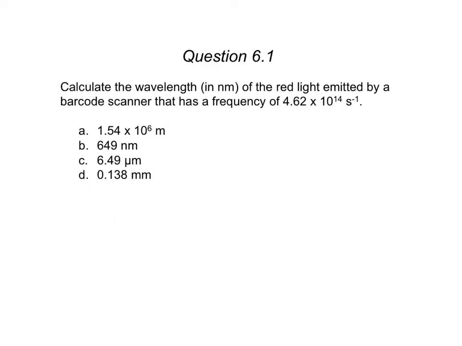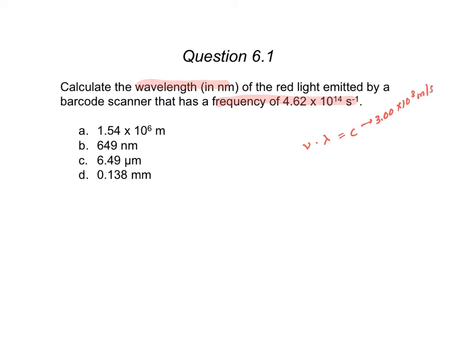All right, so let's go ahead and do a question. This is asking for the wavelength in nanometers of red light that is emitted by a barcode scanner that has a frequency of 4.62 times 10 to the 14th. So this is going to go back to our relationship between wavelength and frequency. Frequency times wavelength, so nu times lambda, is equal to the speed of light. And again, speed of light is a constant, 3.0 times 10 to the 8th meters per second.